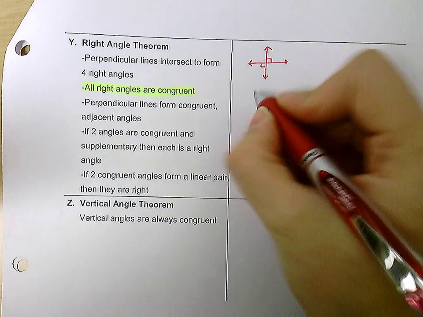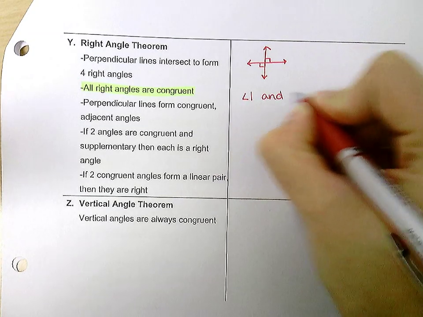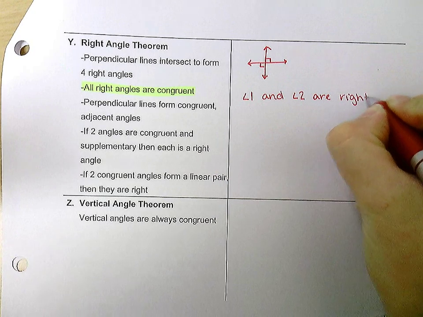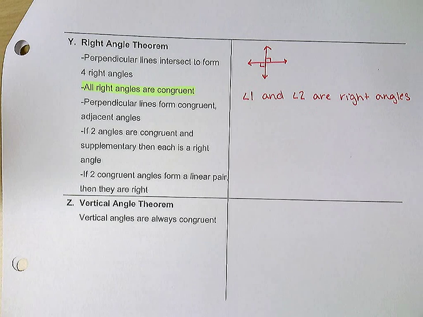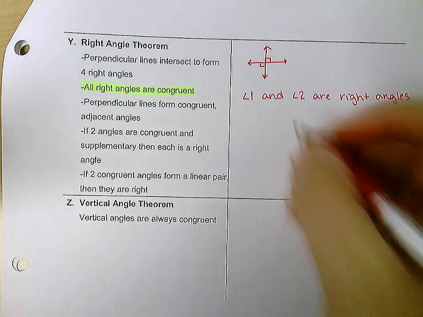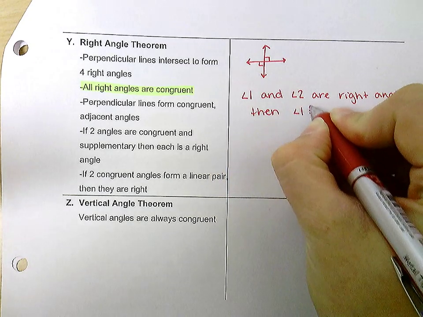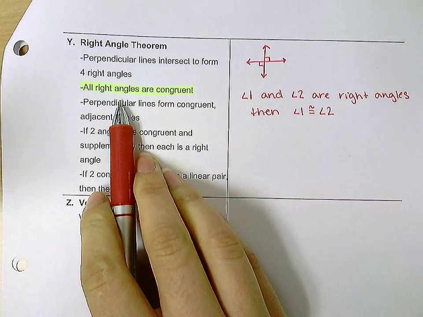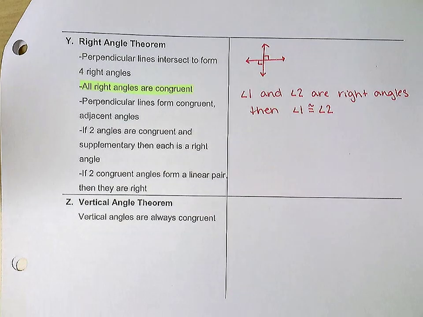So if I was given that angle 1 and angle 2 are right angles, that's what I was given, then within my proof, I could say angle 1 would have to be congruent to angle 2 because of the right angle theorem, because all right angles are congruent to each other. So I could write that those two were congruent.